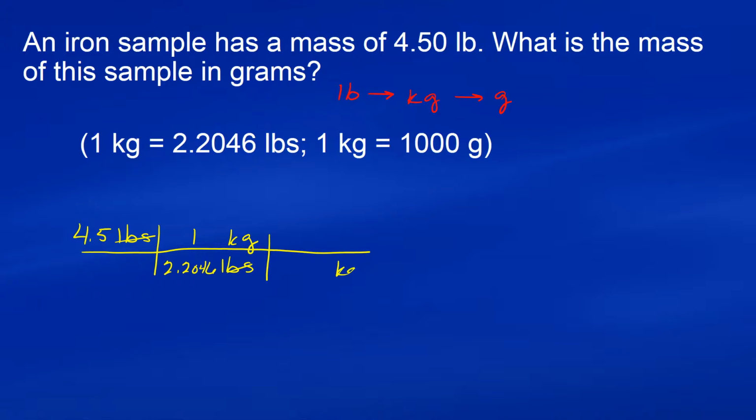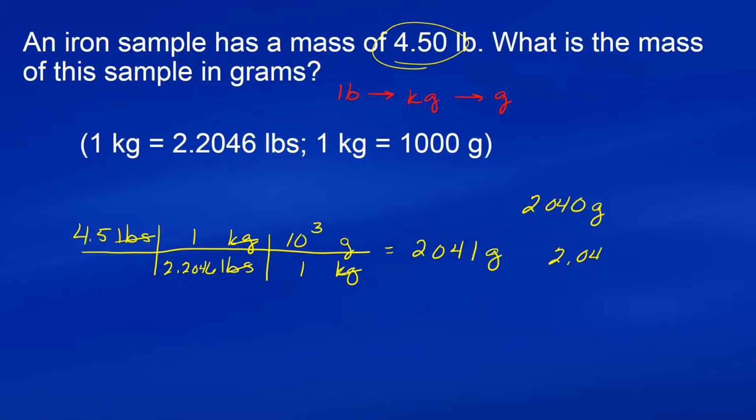Bringing kilograms down, grams to here. 1 kilogram has 10 to the third grams. We're going to multiply everything in the numerator divided by the denominator. So we end up with 2041, let's see, kilograms canceled, left with grams. And according to this, we have 3 sig figs, so I need 3 sig figs in my answer. 2 ways you could have written this. You could write 2040 grams or 2.04 times 10 to the third grams. Either answer is fine.